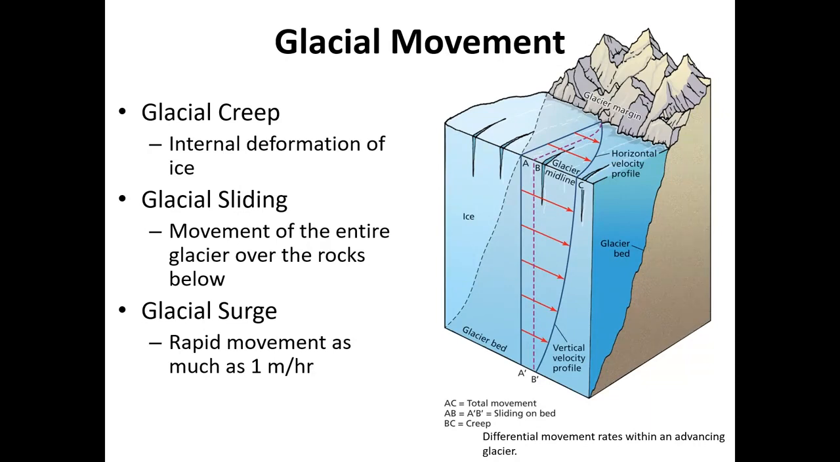And then there's glacial sliding, and that's movement where usually it's a little warmer. There's some melting, there's water underneath the glacier that provides some lubrication that can make it slide a little bit. And that's when the whole glacier slides and doesn't just bend and move as a whole. And on rare occasions, you'll have something called glacial surge, and that's where you have a rapid movement as much as 1 meter per hour. For a glacier, that's really fast, and that's very unusual, but it can happen occasionally.